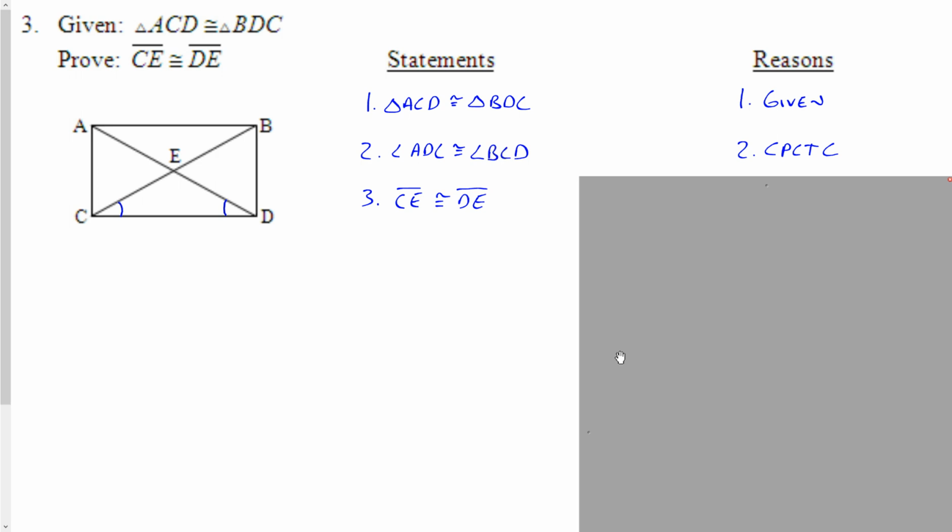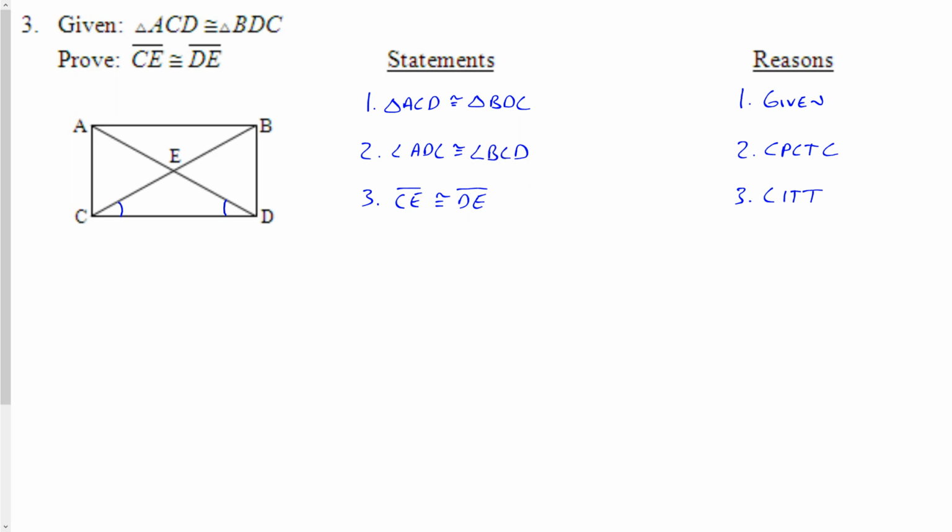What's the reason that we would have to use for this? The reason that we can say segment CE is congruent to segment DE is the converse of the isosceles triangle theorem. So how we're writing this, it's a little different than in the past. The converse of the isosceles triangle theorem. There we go.